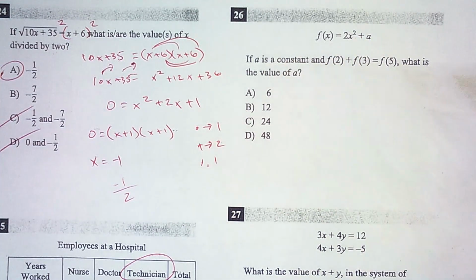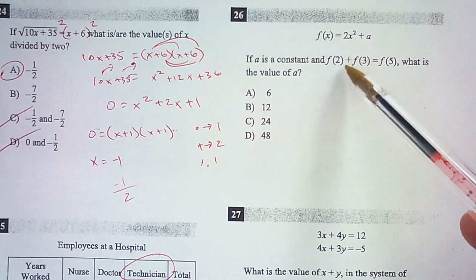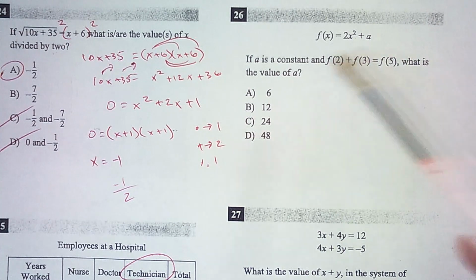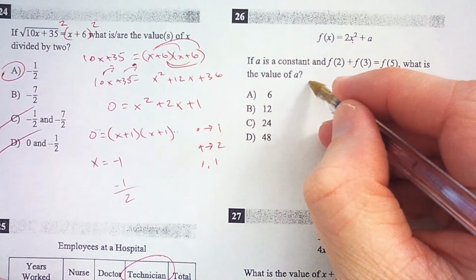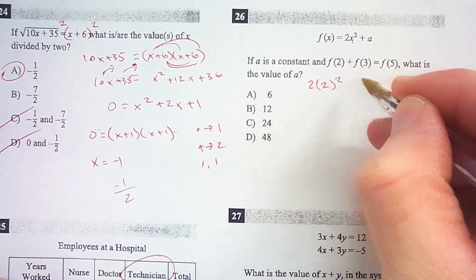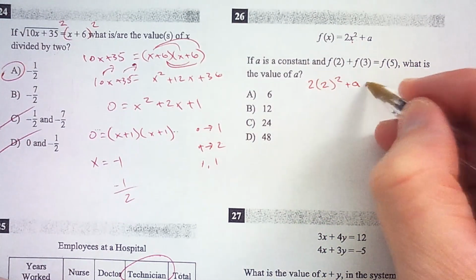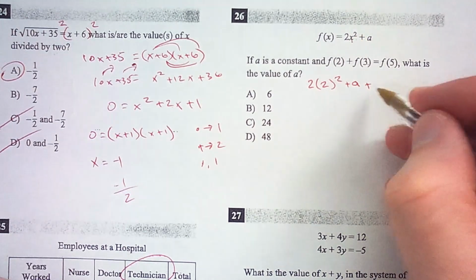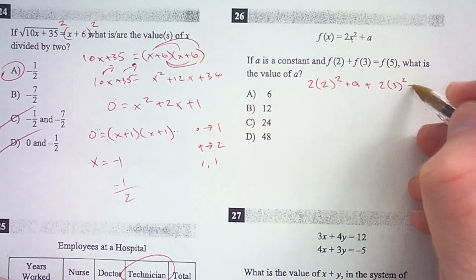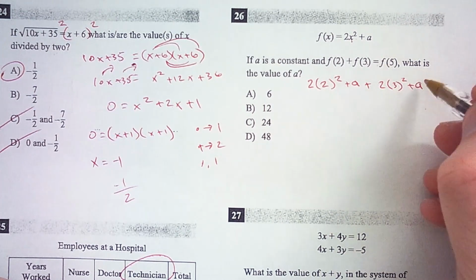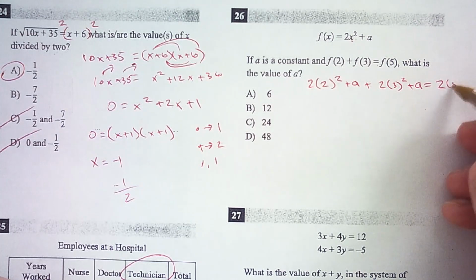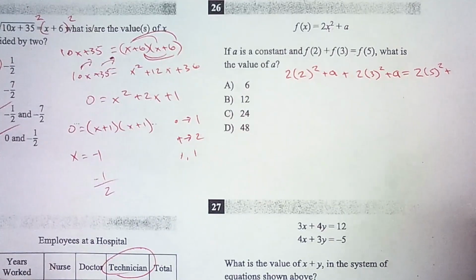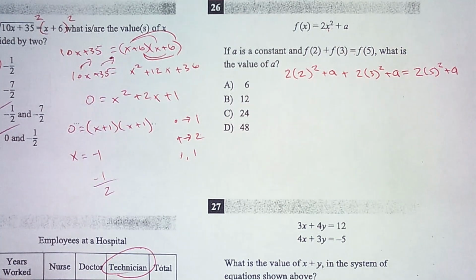Okay, so we have this function, f of x equals 2x squared plus a. If a is some constant, so a is not a variable, it is a constant, and f of 2 plus f of 3 equals f of 5, what is the value of a? So f of 2 means put a 2 in for x. So that's 2 times 2 squared plus a. Plus f of 3 means put a 3 in for x. That's 2 times 3 squared plus a. Equals f of 5, so put a 5 in for x. 2 times 5 squared plus a.